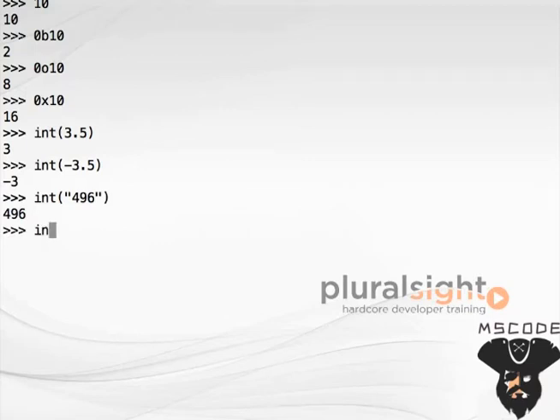To convert from base 3, use int and then 10000 as a string, comma 3.